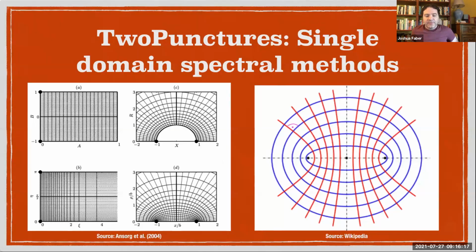So the first kind of amazingly clever adaptation for a problem like this, or one of the first amazingly clever adaptations here, would be the two punctures code. So two punctures wants to deal with a grid that you see in the upper left here. That is a grid where your A coordinate goes from 0 to 1 and your B coordinate goes from -1 to 1. The problem is that that doesn't look anything like binary black holes. Binary black holes look a lot more like the lower right, where you've got the two black holes shown as points there, and you've got some coordinates that essentially fill all of space.